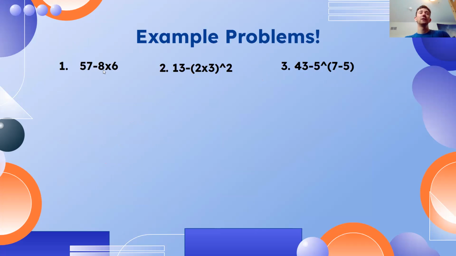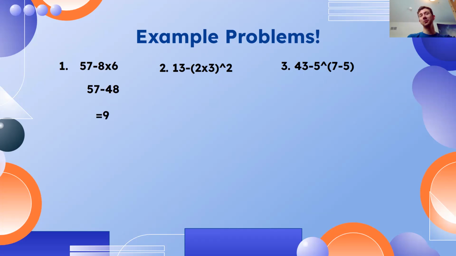So we see that we have 57 minus 8 times 6. Now, can anyone tell me the first step that we're going to do? You can go ahead and unmute. Billy, do you have any ideas? Multiplication. Good job. We're going to do multiplication first. So we see 57 minus 48, and then it's just a one-step problem. We're going to end with 9.